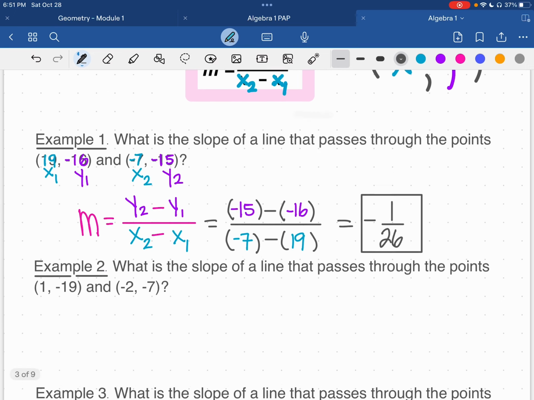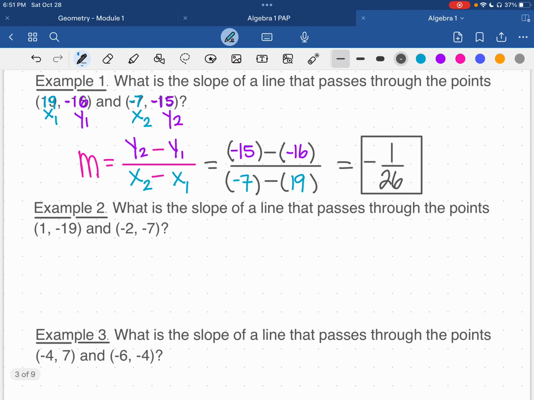Let's try another one. What is the slope of a line that passes through the points (1, -19) and (-2, -7)? Remember, you're going to start by labeling your points. The first numbers are x's, x1 and x2, just in order from left to right. The second numbers inside the parentheses are our y's. They have to have the same number as their x's. I cannot switch it. Sorry.